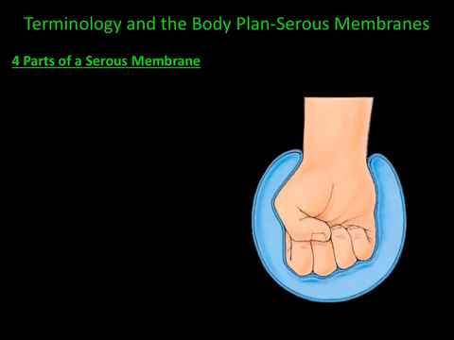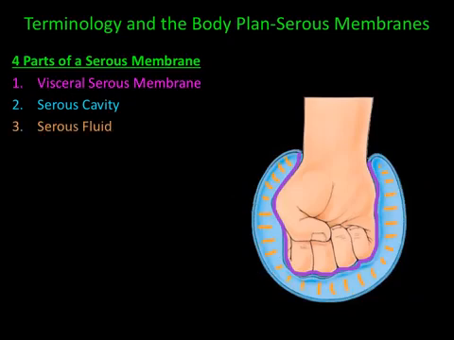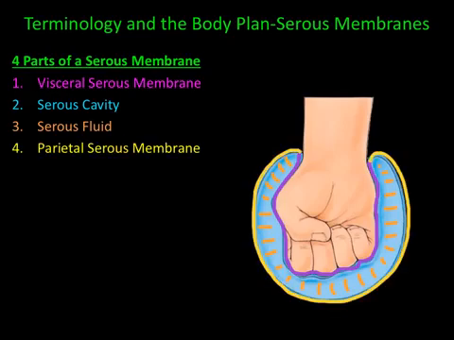Next, we're going to take a look at the parts of serous membrane. Now, serous membrane is one of many different types of membranes found in the human body. And the reason why I choose to discuss the serous membrane now is because the serous membrane is the membrane that covers organs. There are four parts of a serous membrane. The first part is called the visceral serous membrane. The second part is called the serous cavity. The third part is called the serous fluid, and the fourth part is called the parietal serous membrane.